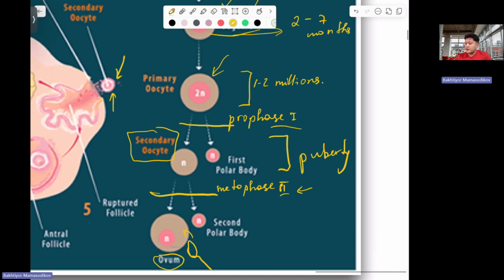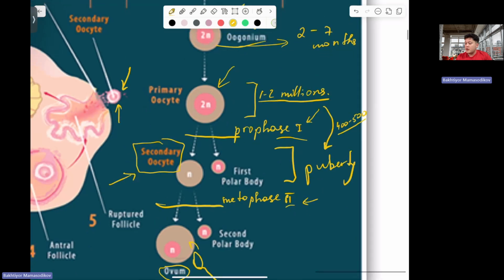So I said the primary oocytes will be 1 to 2 million, but until they reach puberty, they are all stuck in prophase 1. Out of 1 to 2 million, only 400 to 500 primary oocytes are left. Out of those 400 to 500 primary oocytes, they form the secondary oocyte, and the secondary oocyte will finish the meiosis 2 when they meet the sperm cell.